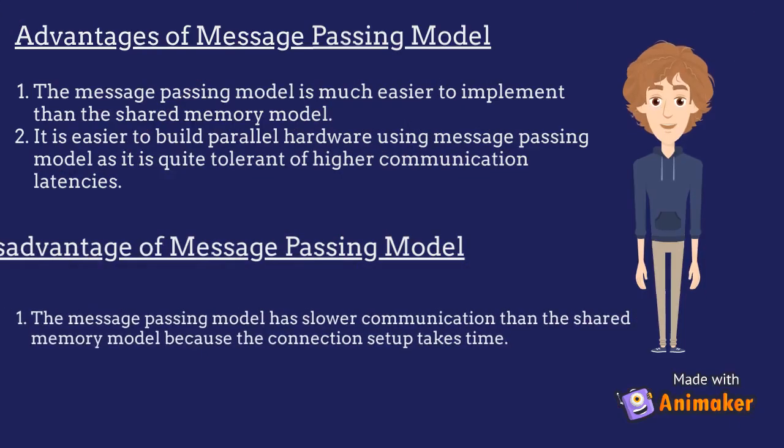Now we will talk about advantages of message passing model. The message passing model is much easier to implement than the shared memory model. It is easier to build parallel hardware using message passing model as it is quite tolerant of higher communication latencies. There is also a disadvantage of message passing model. The message passing model has slower communication than the shared memory model because the connection setup takes time.